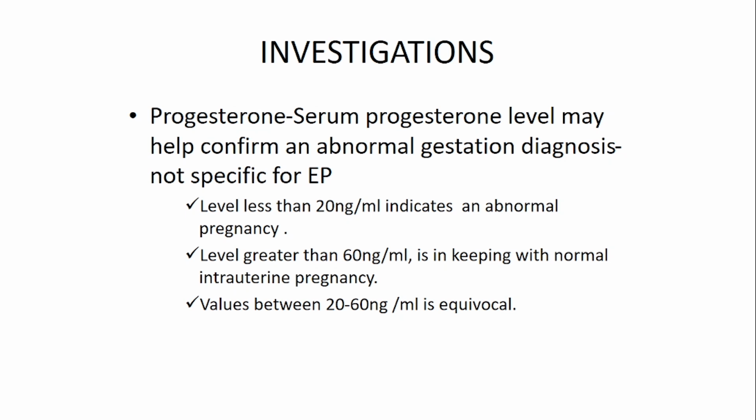Another thing you need to do is serum progesterone. It is not as useful as beta HCG, but a level that is less than 20 ng/ml indicates abnormal pregnancy. A level greater than 60 ng/ml is in keeping with normal intrauterine pregnancy, whereas a value between 20 to 60 ng/ml is equivocal. So it is not as useful as beta HCG, but we can use it as an adjunct in making a diagnosis and following up with the patient.